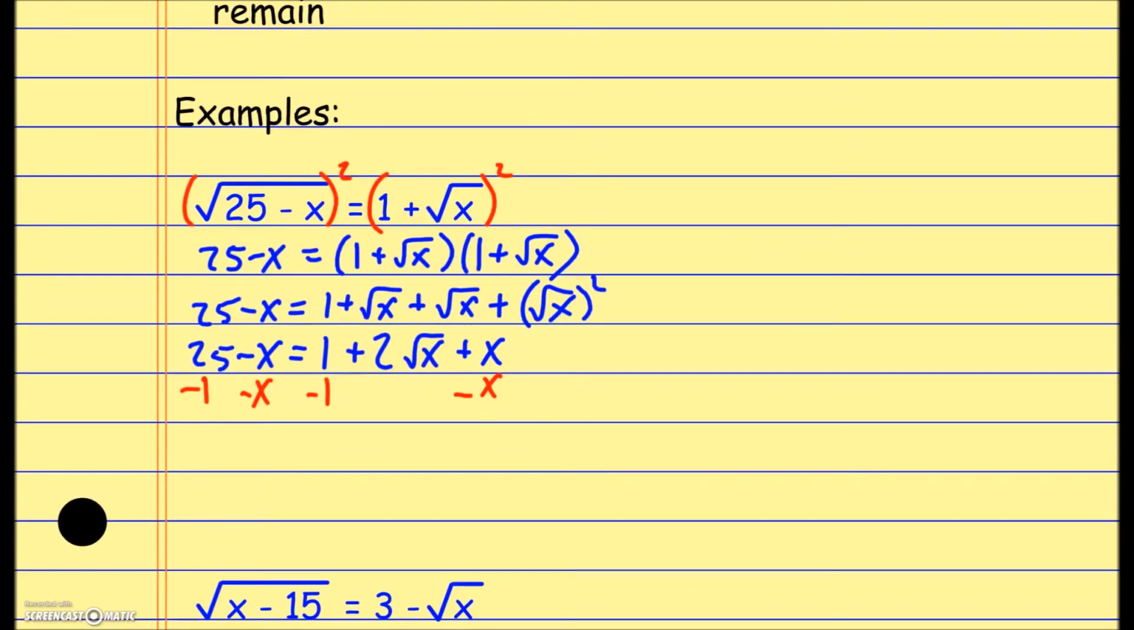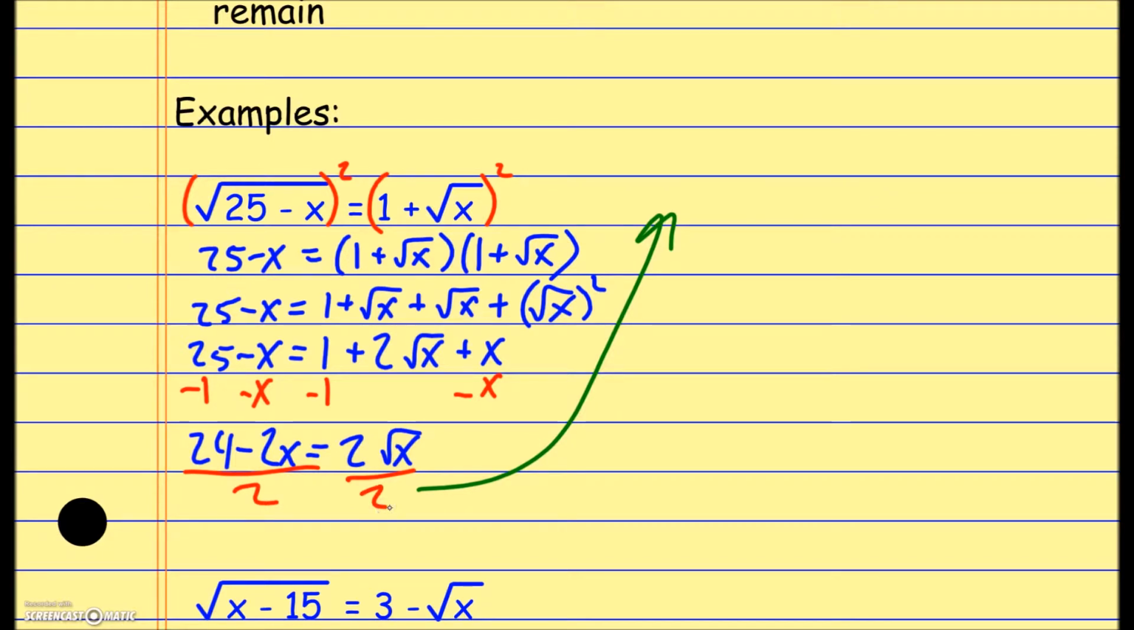And so what I'm left with, over here I've got a 24 minus 2x. Over here I have a 2 root x. And now from here there's a couple options. Normally we would divide by the 2. You could square each side, but that's just a little bit more difficult. So I'm going to bring this over here. And I'm going to go ahead and divide each side by the 2. Let me divide each side by the 2, and then I'll bring the answer over.